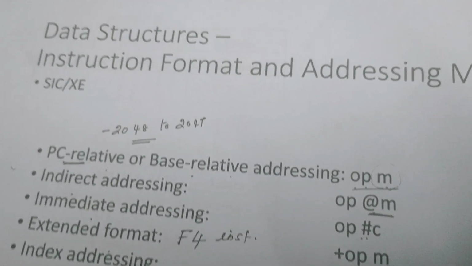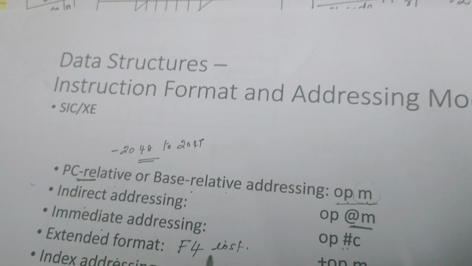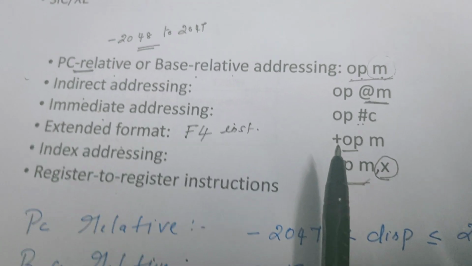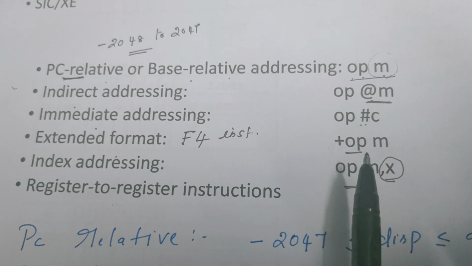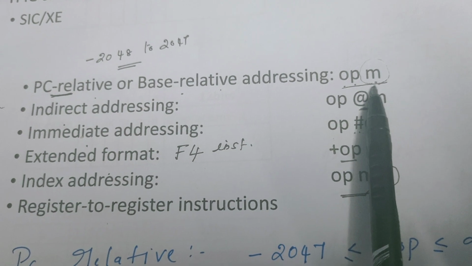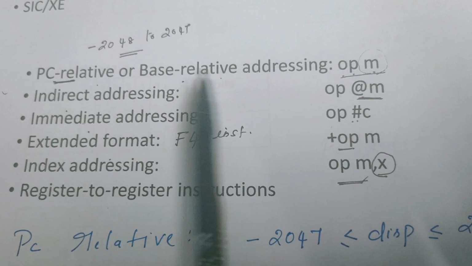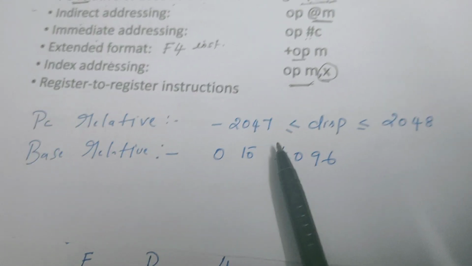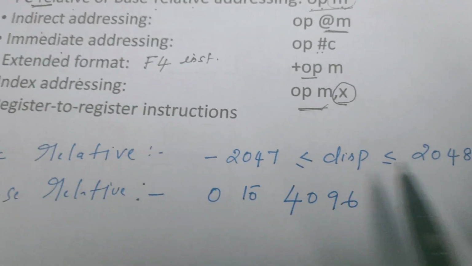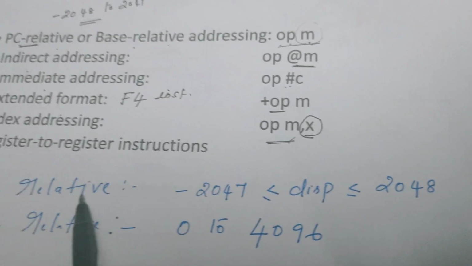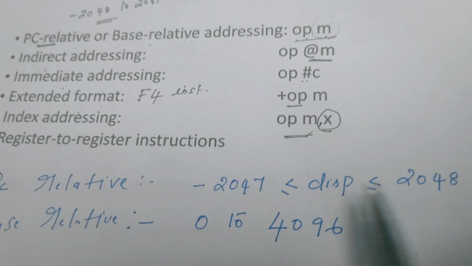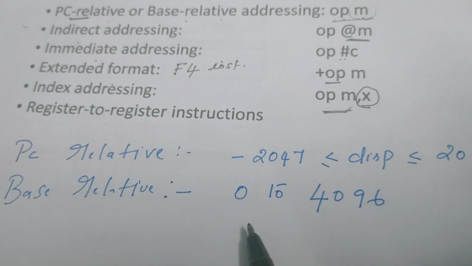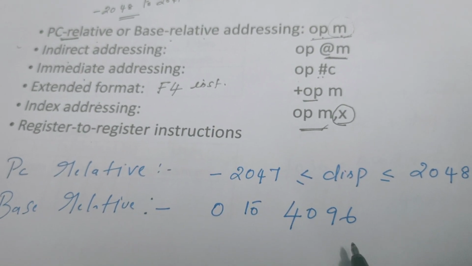Right. Before starting to translate the program into object code, let us recollect these things. By looking into the instructions, we should be able to tell what type of addressing mode it belongs to. If there is a memory reference in the instruction, it can be either PC relative or base relative. How can we confirm which one it is? When you calculate the displacement value, if it lies within this range, then it is PC relative. If the displacement value is not lying in this range, then we should think of base relative. For base relative, the displacement value must be in the range 0 to 4096.